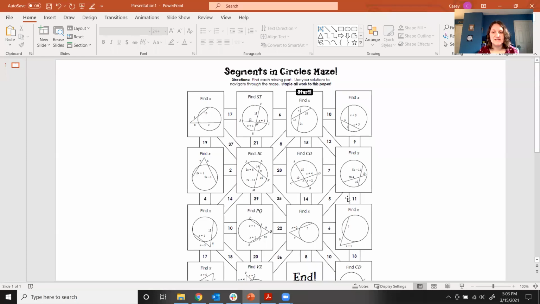Hi everyone, today we are going to be reviewing how to find the length of segments in circles using the segments and circles maze. You can find this posted to OMHS in the blank class notes, and the key will also be posted to OMHS in the filled in notes.